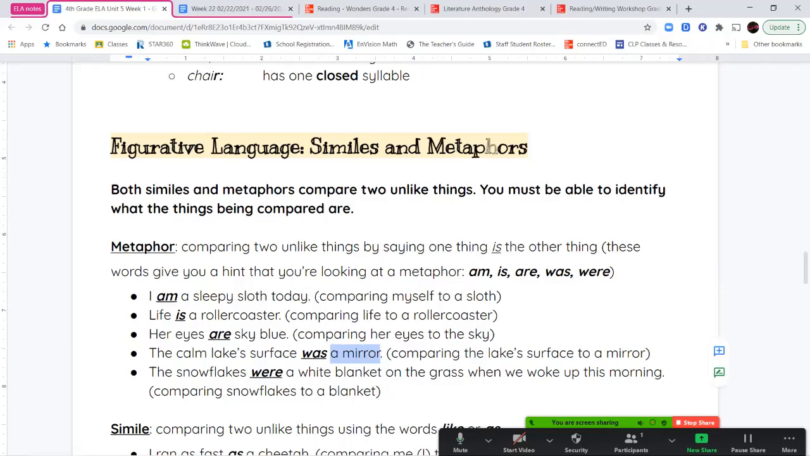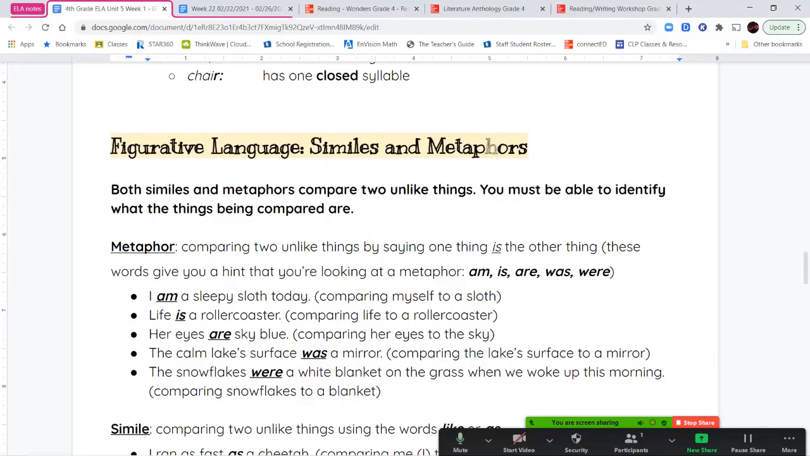My last one, I used the clue word were. I could say the snowflakes were a white blanket on the grass when we woke up this morning. So I gave you a longer sentence this time because I want you to be able to identify the things that are being compared, even if they're in the middle of a long sentence. So what comes before my clue word? My clue word is were. What am I comparing? The snowflakes were something. So the snowflakes is what I'm comparing to something else. What were the snowflakes? They were a white blanket on the grass. So I'm comparing the snowflakes to a blanket, right?